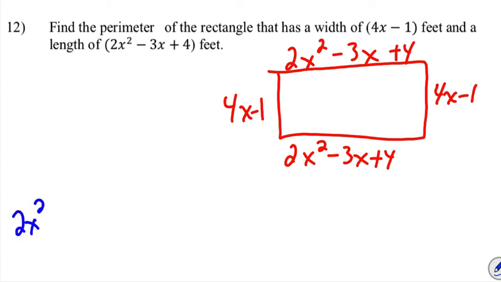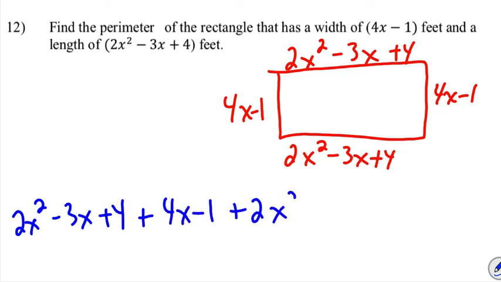So the top, 2x squared minus 3x plus 4. The right-hand side would be 4x minus 1. The bottom is another 2x squared minus 3x plus 4. And then this left-hand side is 4x minus 1.